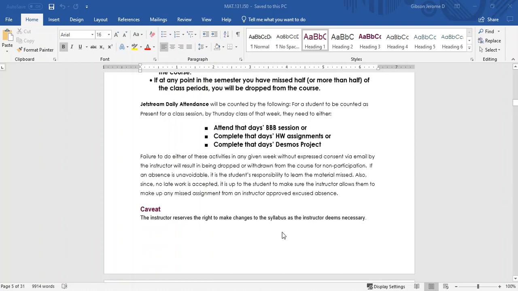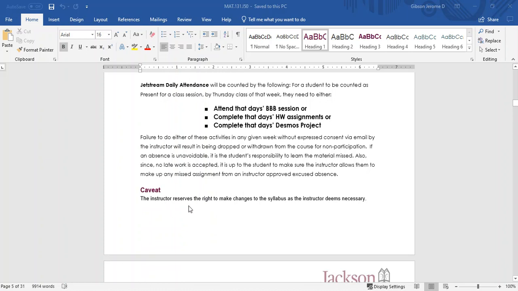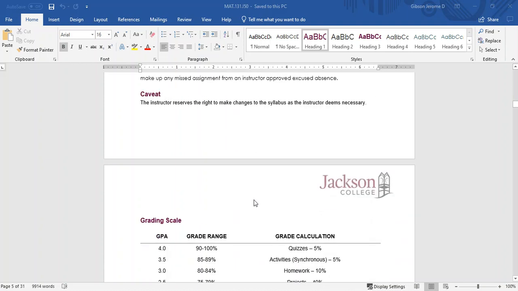Okay, now caveat, the instructor reserves the right to make changes to the syllabus as the instructor deems necessary. That's just to let you know that there may be some changes, just like we had the unfortunate incident in the winter semester where we had to switch all online because of COVID. So we just never know what may come up that may cause a change.